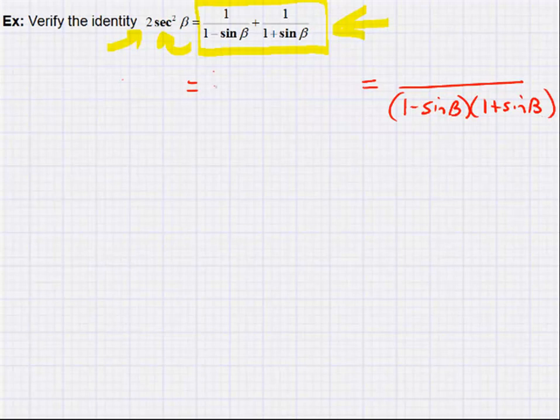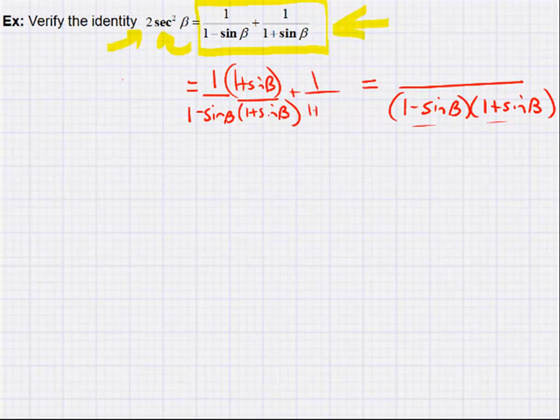Well, if I have 1 over 1 minus sine beta, and I have to get this denominator, well, then I'm missing a 1 plus sine beta. So I do the same thing in the top. Same thing goes with this other one. I get 1 plus sine beta. I'm trying to squeeze this in here, I'm sorry. I'm missing the 1 minus sine over the 1 minus sine beta.